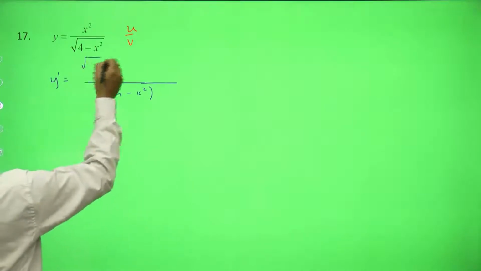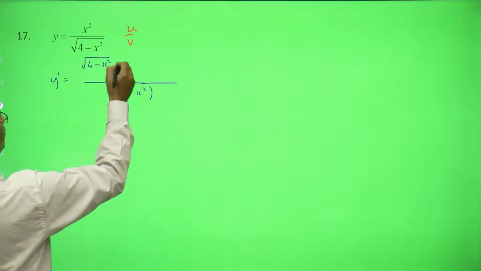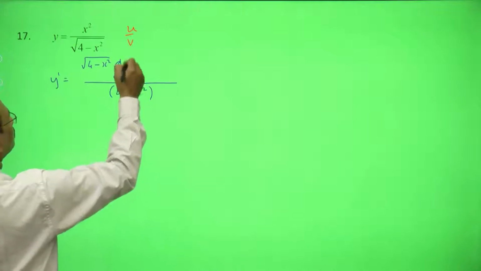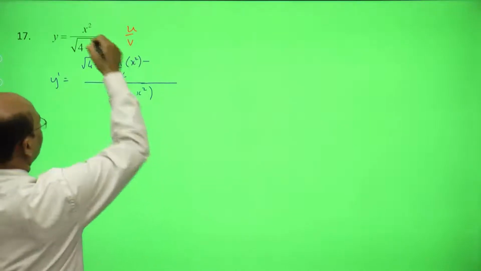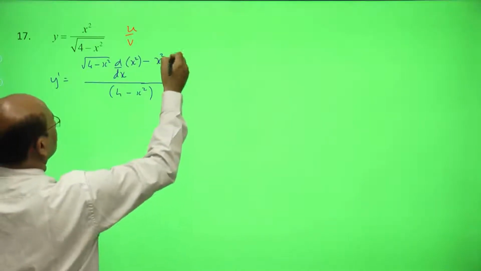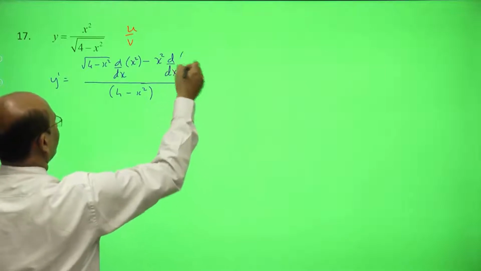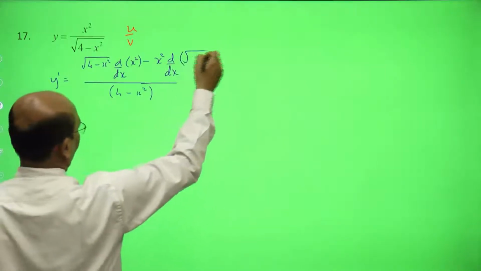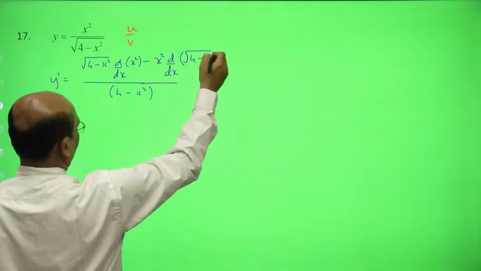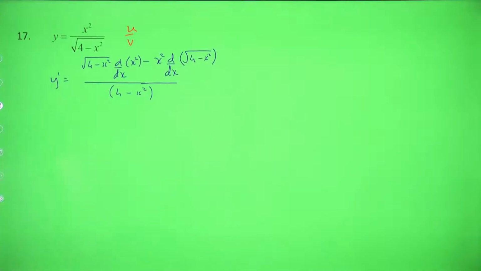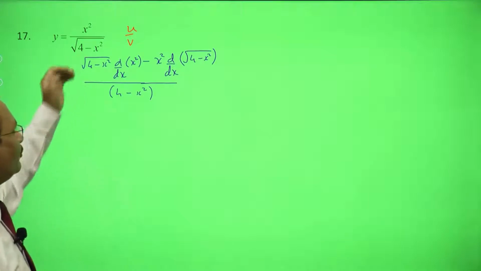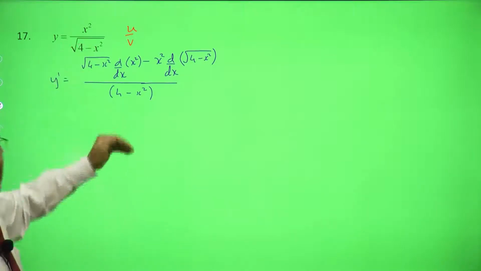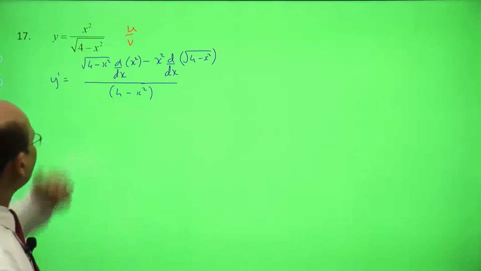v, derivative of u, minus u, derivative of v. I hope it is very clear. Now once this is done, I need to know where I stand, where I have to take the same terms, where I have to take the derivative. I am very clear about it. So let us go ahead with that.